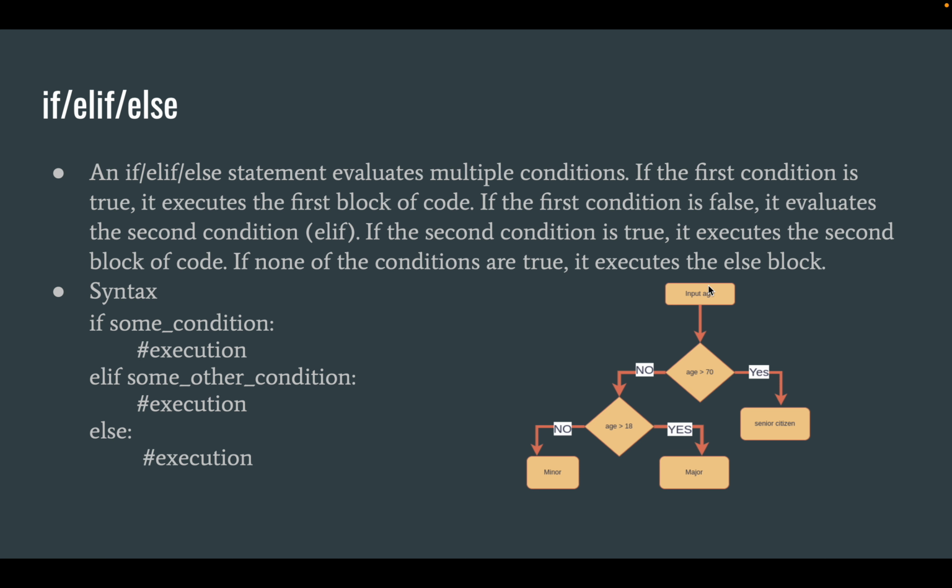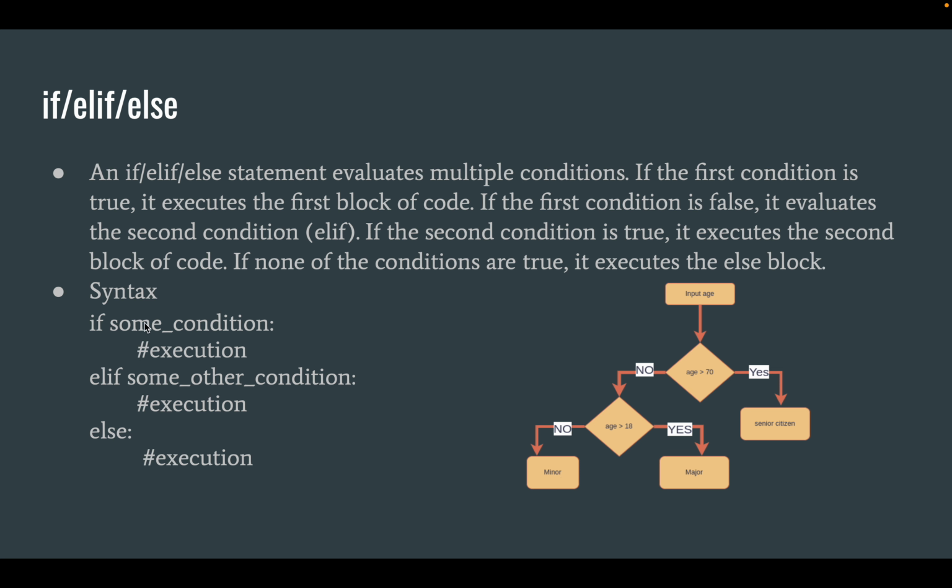Consider this example flowchart. This is not that accurate, but for study purposes we can use this. Consider we have an input age. If age is greater than 70, that is success, then we can say it is a senior citizen. If this fails, what we can do is check if age is greater than 80, then we can say it's a major, and if it is no, we can say it's a minor.